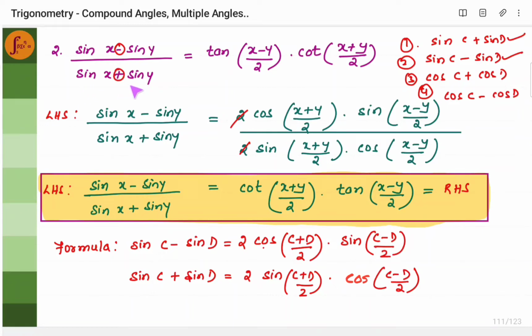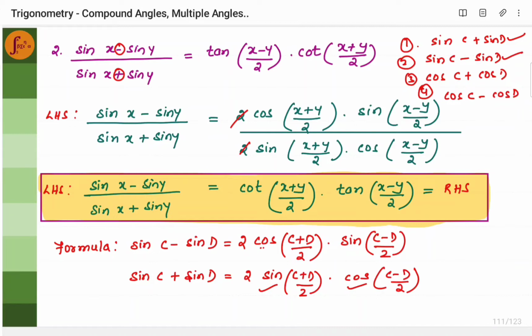For sin x plus sin y, what formula will we use? We'll use sin C plus sin D, that is the first formula. The moment we are adding sin angles or subtracting two sin angles, we'll have to use sin and cos. But here sin will come first and cos second because it's addition. Here it was subtraction, so it was swapped, with cos first and sin second. So we'll use this formula.